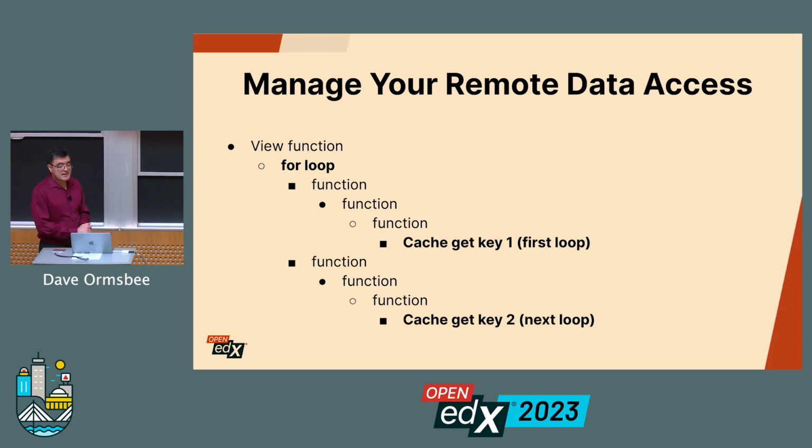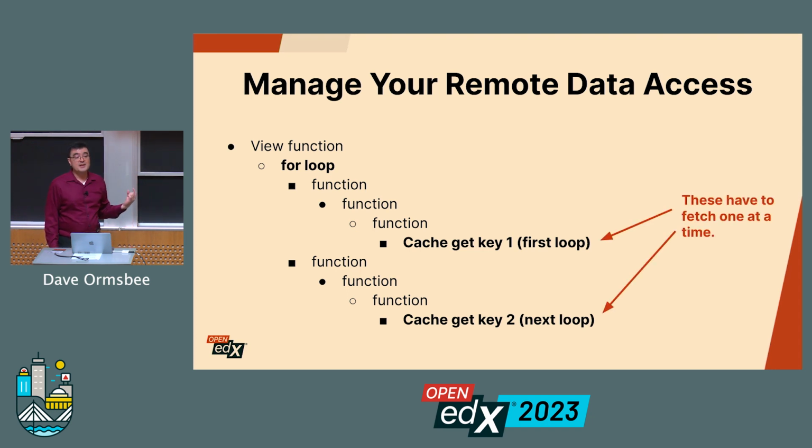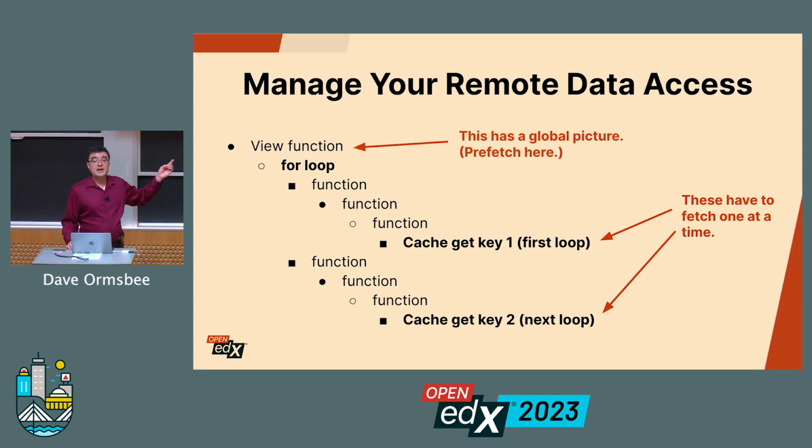Another thing is to manage your remote data access. This pattern happens a lot, where you have a view, there's some for loop somewhere, and then way down in there, you have the same thing asking for cache key 1 over here, and then the next cycle through the loop, there's cache key 2. The things at the bottom there have a very limited view of the world. They don't know all the things that they're going to be asked for. But way up here, you actually know what's going on. You know that this person is in this course, and they might need these pieces of content.